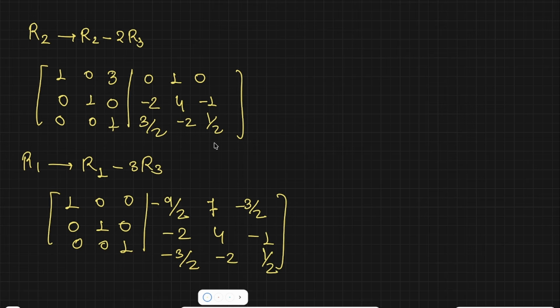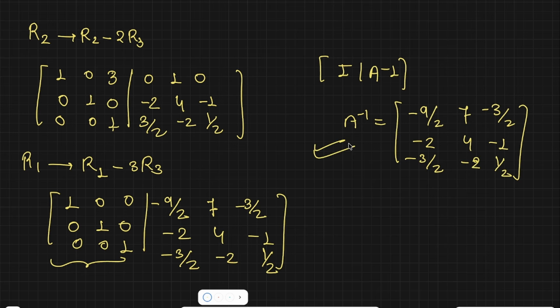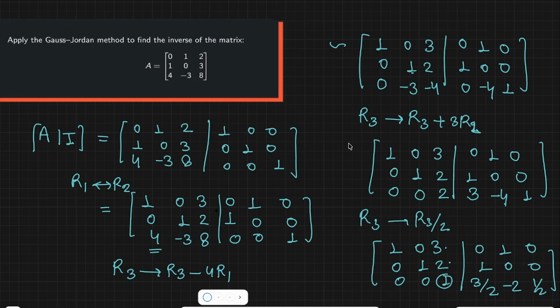This matrix, now you just see here we have identity matrix, it is nothing but identity and A inverse. So what is your A inverse? That is simply minus 9 by 2, 7, minus 3 by 2, minus 2, 4, minus 1, minus 3 by 2, minus 2 and 1 by 2. This is your A inverse. You can simply see how you can easily find out this A inverse with some sort of calculation.